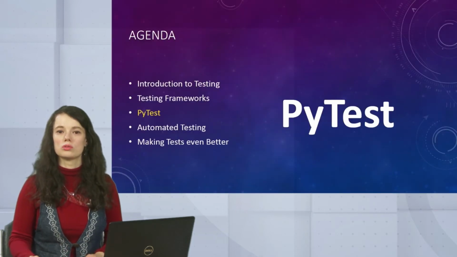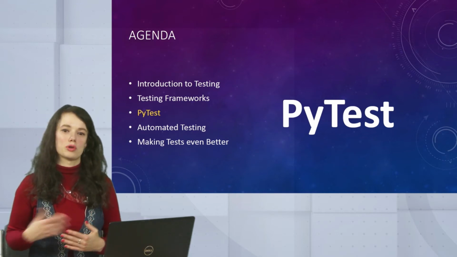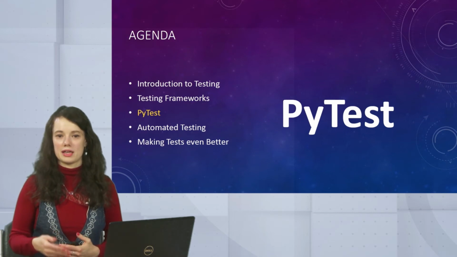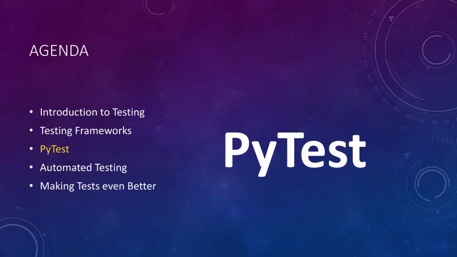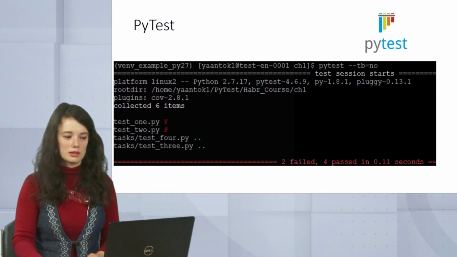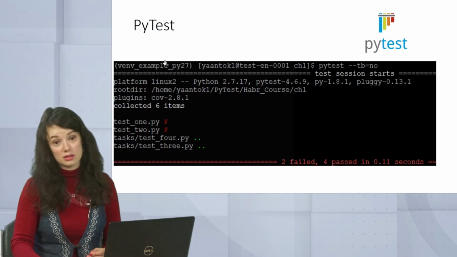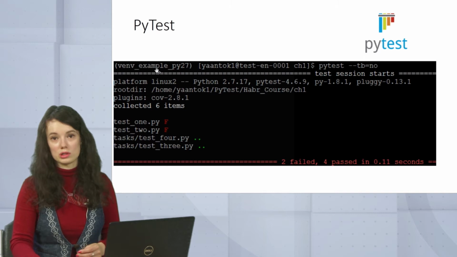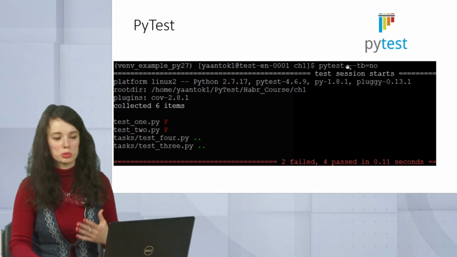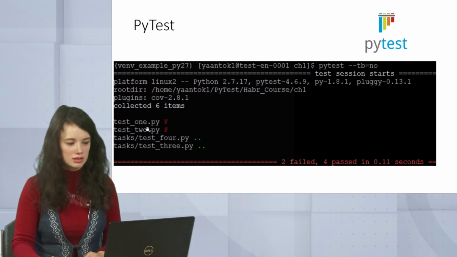Now we are moving to the main framework of testing in Python, which is used in data science: PyTest. You run PyTest in the command line, and there you can see how it runs. You can see that there is a virtual environment called event_example27. We run PyTest with the option tracing by false, and we can see that there are some items which were collected.